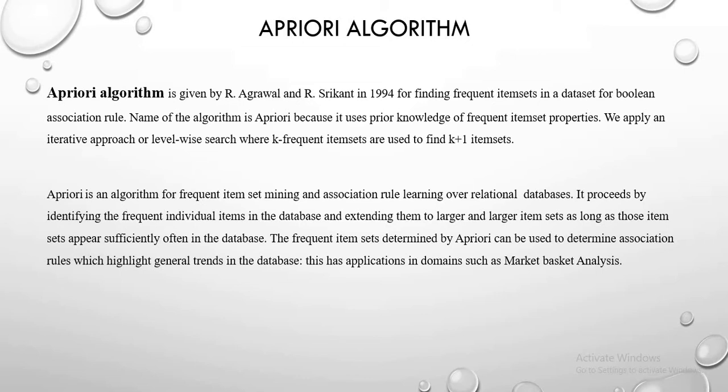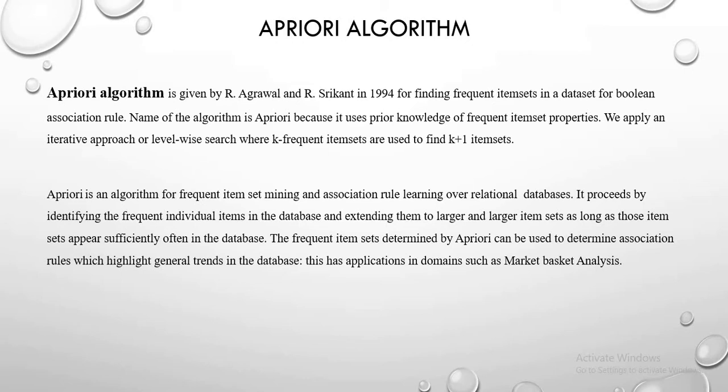What is the Apriori algorithm? The Apriori algorithm was given by R. Agarwal and R. Srikant in 1994 for finding frequent item sets in a data set. It is very important for association rule mining. The name of the algorithm is Apriori because it uses prior knowledge of the frequent item set property.